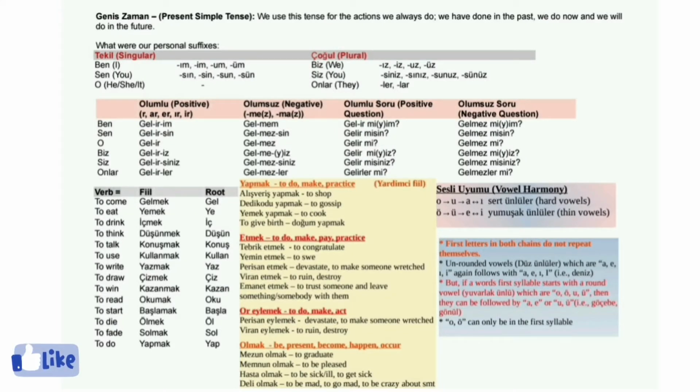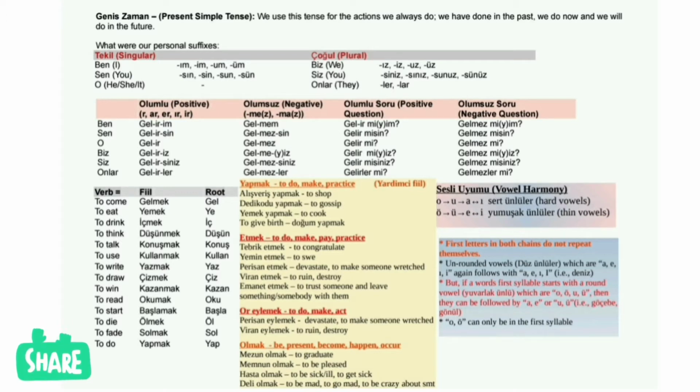It's been a while. Well, I would like to teach you guys today present simple tense, which we call Geniş Zaman. We use this tense for the actions we always do, we have done in the past, we do now, and we will continue doing in the future. So, just as in English, present simple tense, we've got Geniş Zaman.